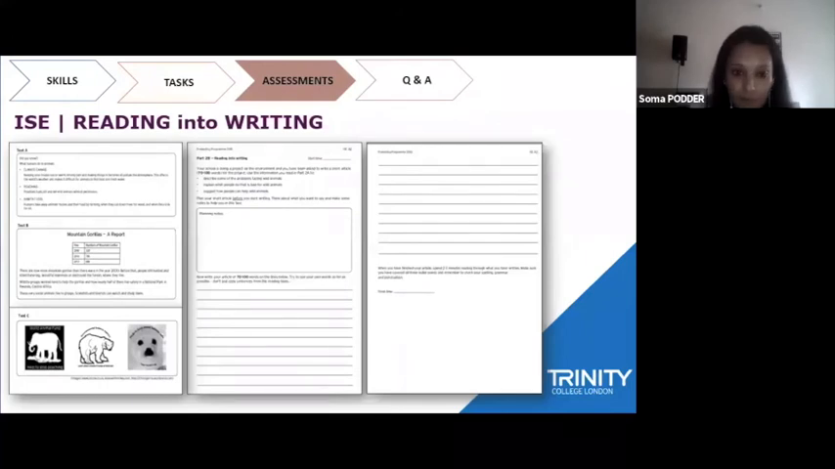And so just a little bit here about the writing. It could be a free writing task like an article or an email or a letter, but related to the text that they have read.